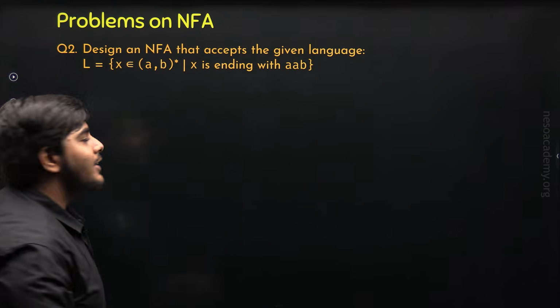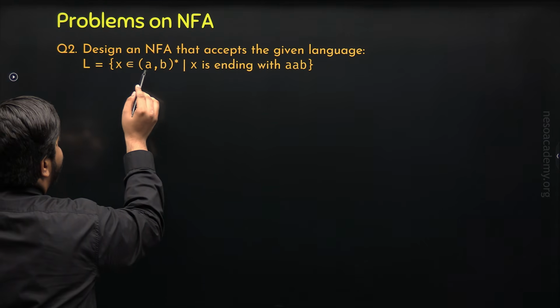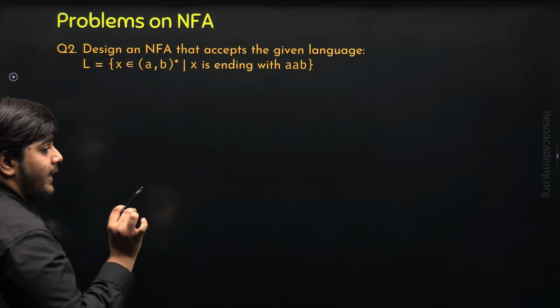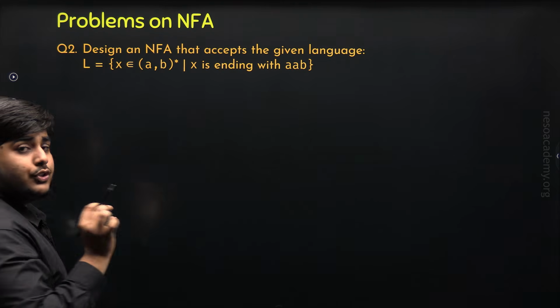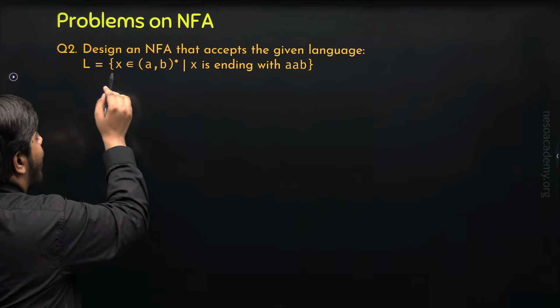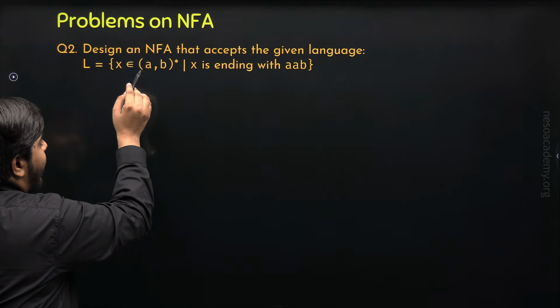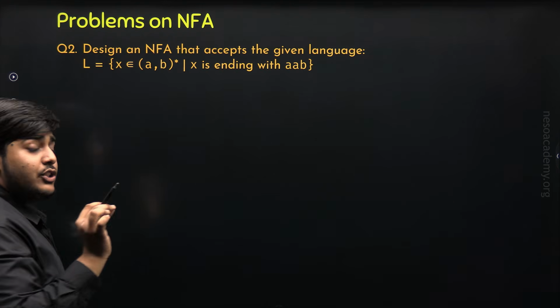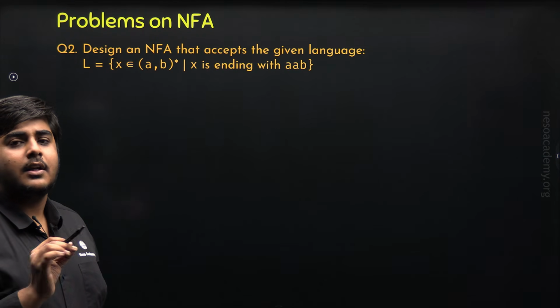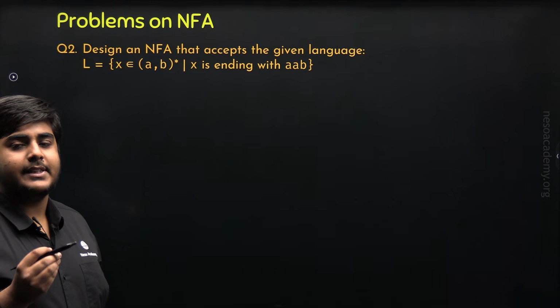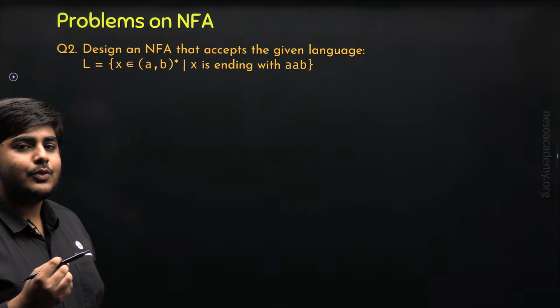Let's understand this language. x belongs to {a, b}*, which means x can be any combination of a and b. So, our language will contain all the strings made up of a's and b's. It is not always necessary that w is used to represent a string. Some other letter can also represent a string, like here x is used.